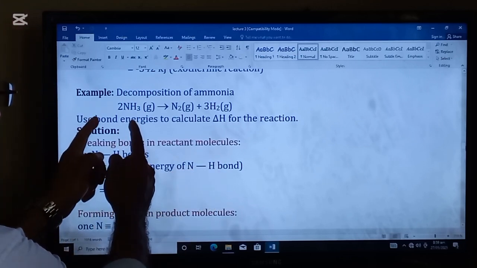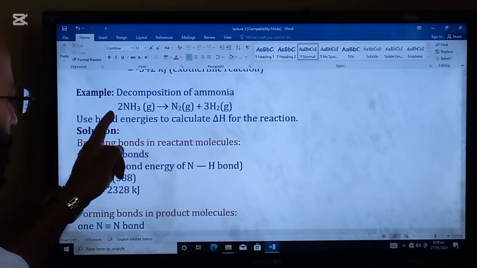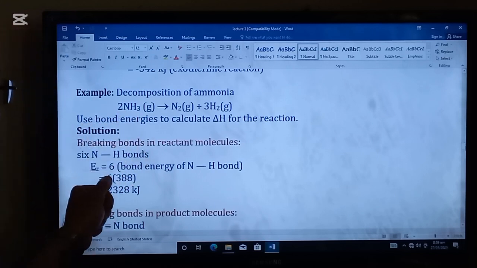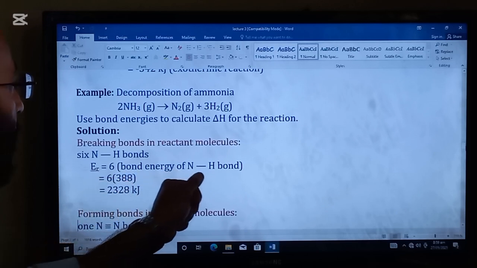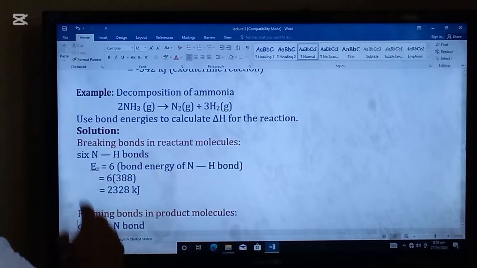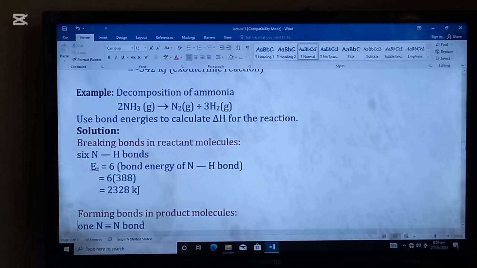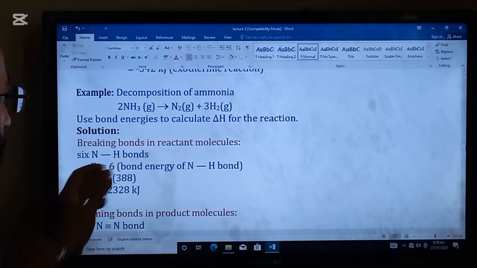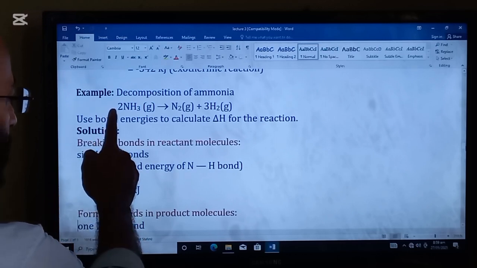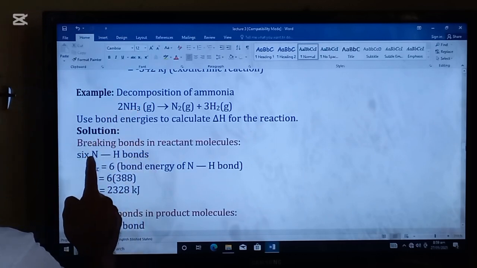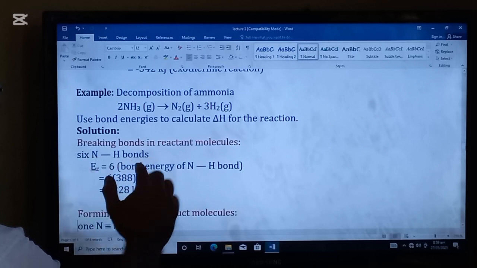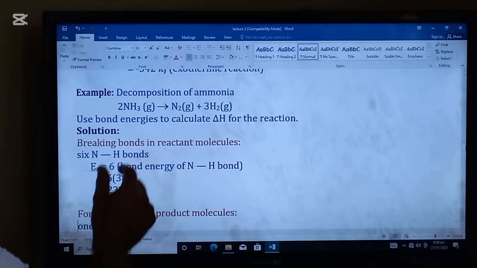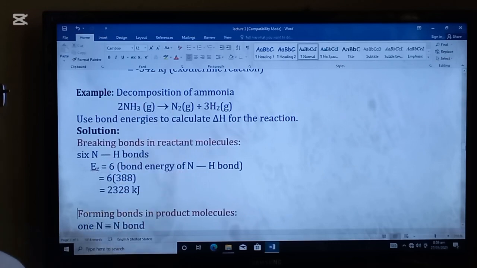Whenever this type of value comes, you have to multiply 2 with the bottom value. So 2 3s are 6. So 6 bond energy of N-H is the breaking bond in the reactant molecule. So there are actually 6 N-H bonds. The method is to multiply the coefficient with the bottom value. 2 3s are 6, so 6 N-H bonds are there. Now we want the value of N-H.